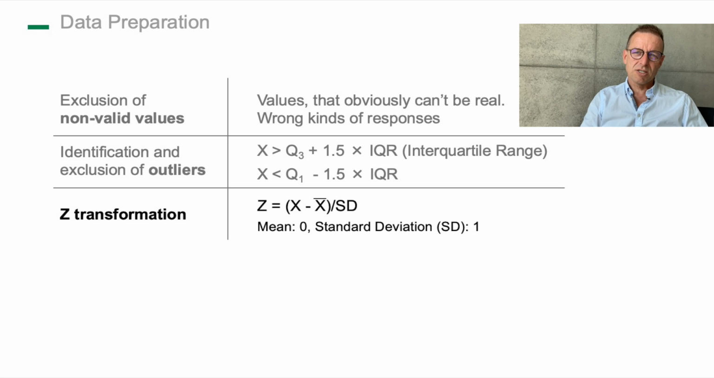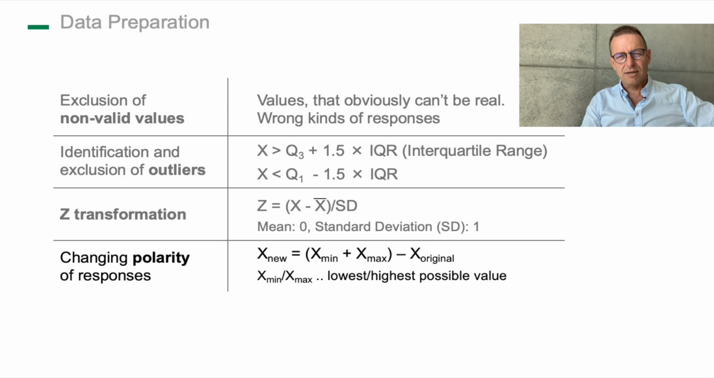So transformation, that's something that you might do. It's a very simple formula. From the value you have, you subtract the average and divide this by the standard deviation. Then you receive a mean of 0 and a standard deviation of 1. Okay, that's very simple. Also, sometimes you need to change the polarity of items.